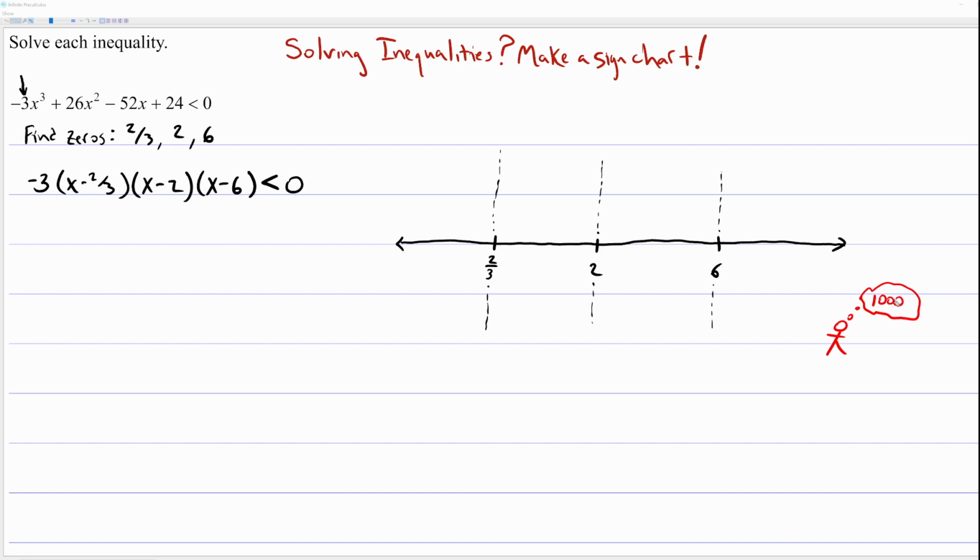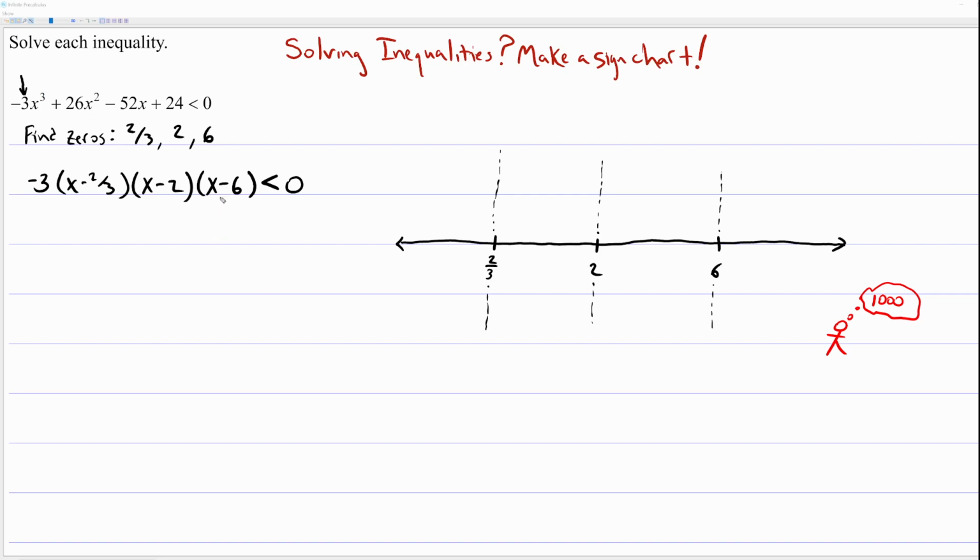Normally in class I like to choose a really ridiculous number like 1,000,000 or 1,000,000,000, but I don't want to write that down. So in this far right subinterval, we're imagining the number 1,000, and I'm going to imagine plugging that in to this polynomial. So I'm going to plug it into all of the factors. Now, I'm not actually going to do any calculations. I just want to know if the value that I get is positive or negative. And that's why I chose a big number like 1,000.